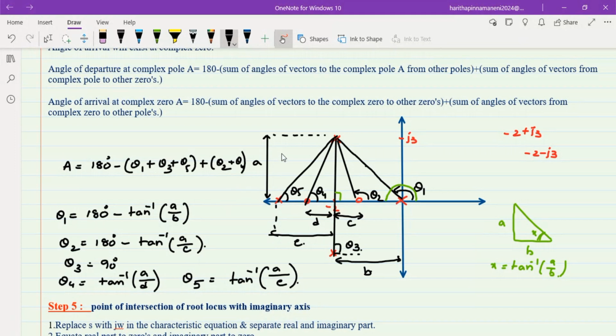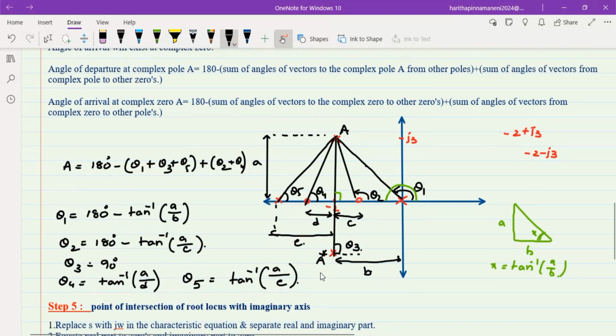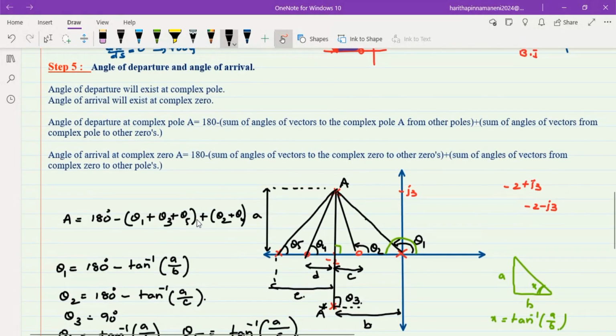So this is the angle of departure at the complex pole A, and another complex pole, this is A conjugate. So the angle of departure at the other complex pole will be the complementary angle only. Suppose here you got a positive angle, at A conjugate what will you get? Opposite. If at A you get a negative angle, then at A conjugate the angle will be positive. So you have to consider the opposite sign of the angle. Same way you can do it for finding the angle of arrival at a complex 0.